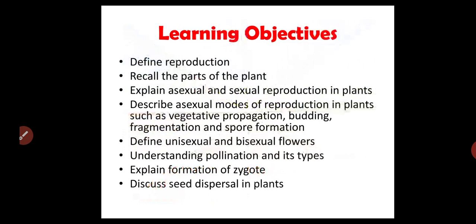The learning objectives are: we learn what reproduction is, recall the parts of a plant, explain asexual and sexual reproduction in plants, describe asexual modes of reproduction, that is vegetative propagation, budding, fragmentation, and spore formation. We will also see the difference between unisexual and bisexual flowers, understand pollination and its types, explain formation of zygote, and discuss seed dispersal in plants. Seed dispersal, we have been learning from grade 3.